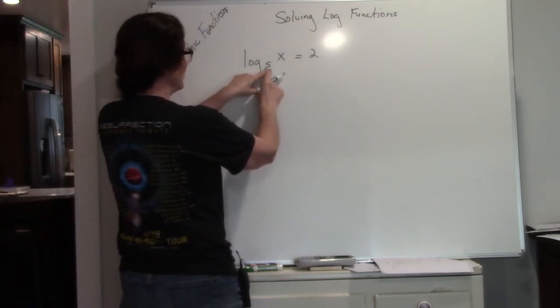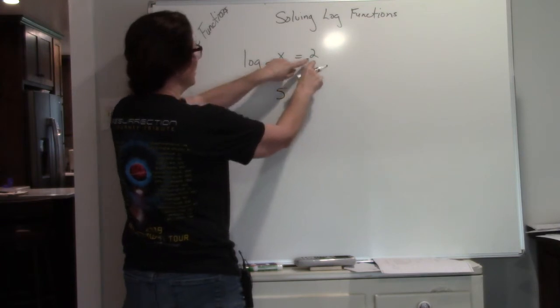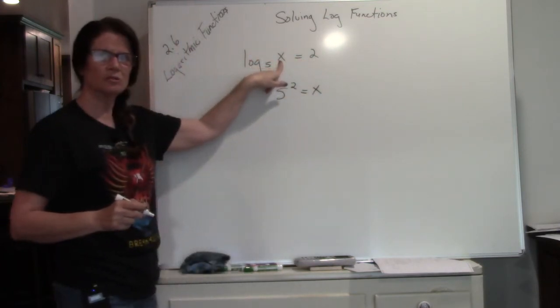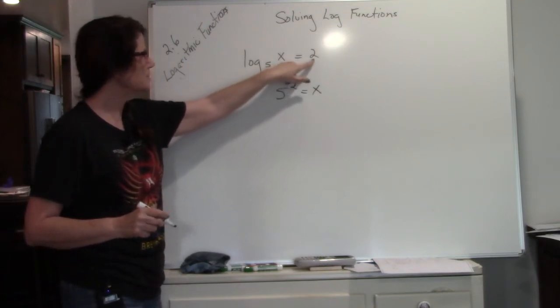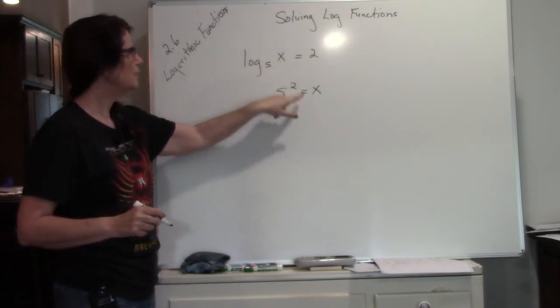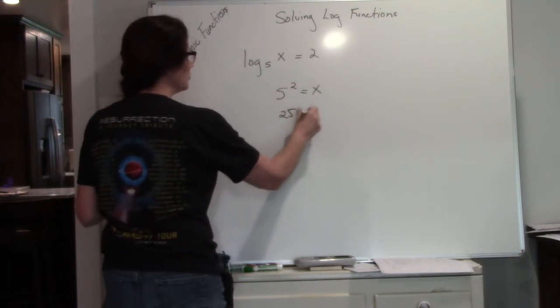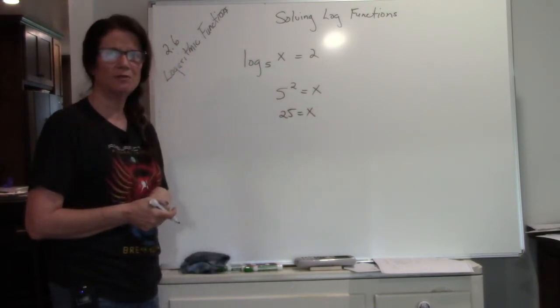So this is my base. This is the exponent. My x is the total. Okay, so 5 raised to the second power gives me what? So 5 raised to the second power is 25. So my x equals 25.